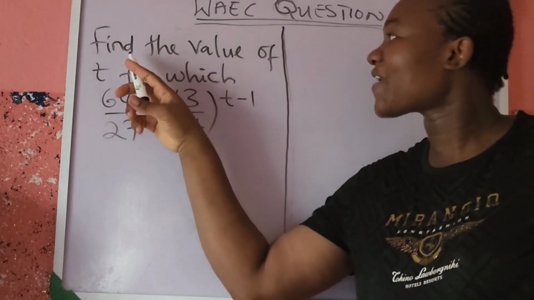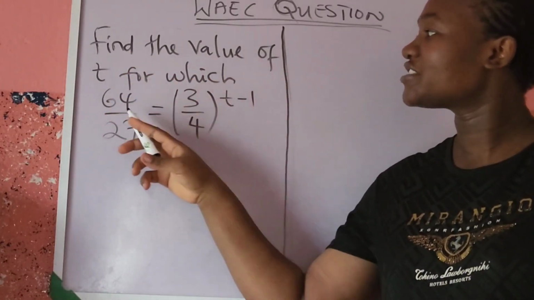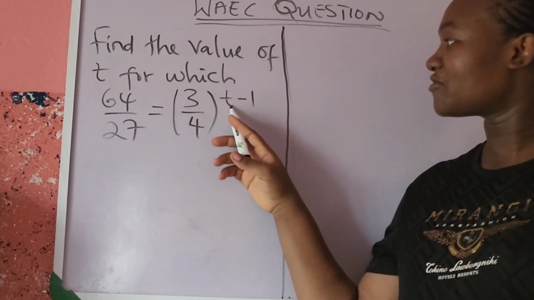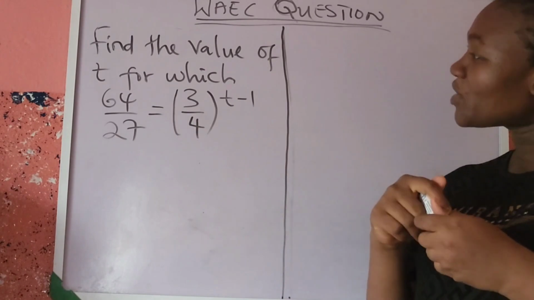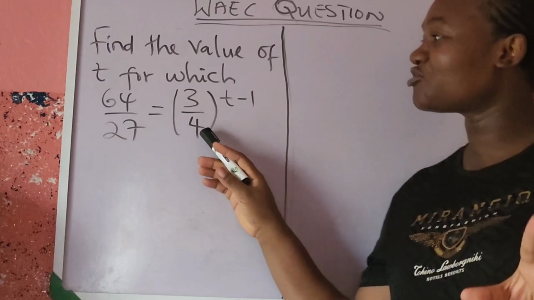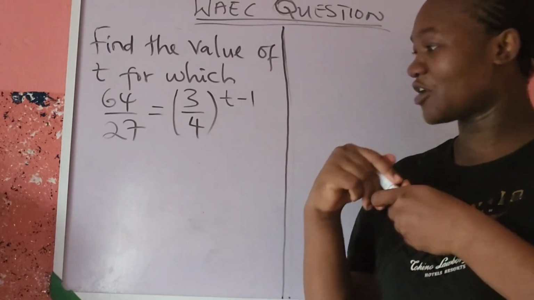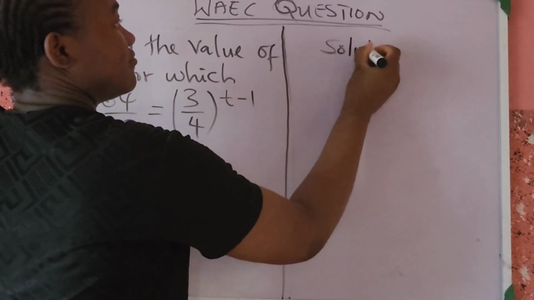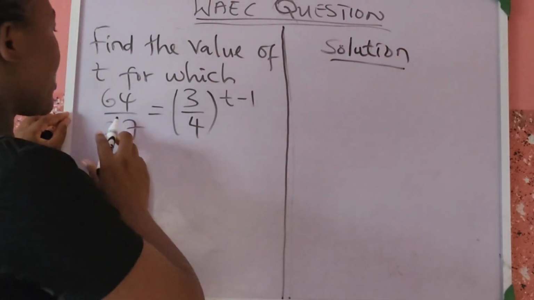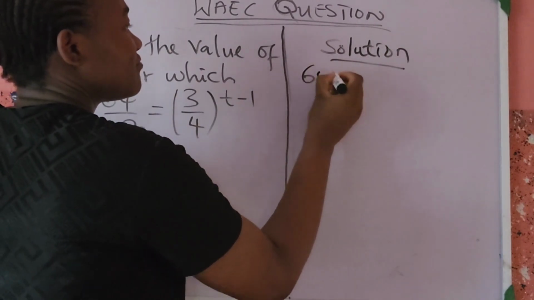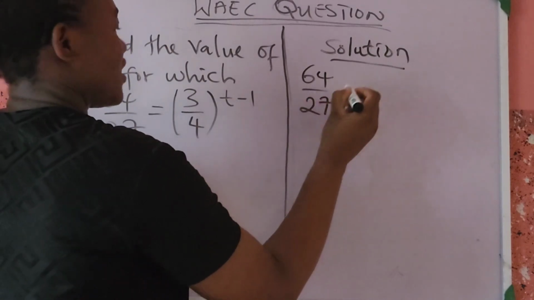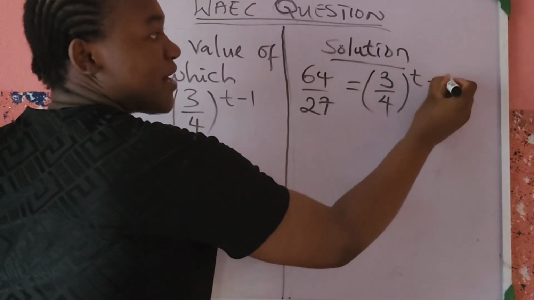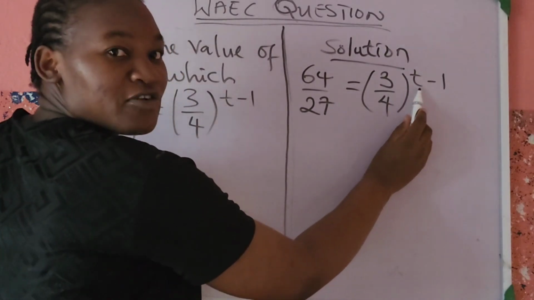We are asked to find the value of t for which 64/27 is equal to (3/4) all to the power of t minus 1. Now, when we look at this question, it actually looks tricky, but it's very simple. So let's solve. We have 64/27 equal to (3/4) to the power of t minus 1, and we want to find the value of t.